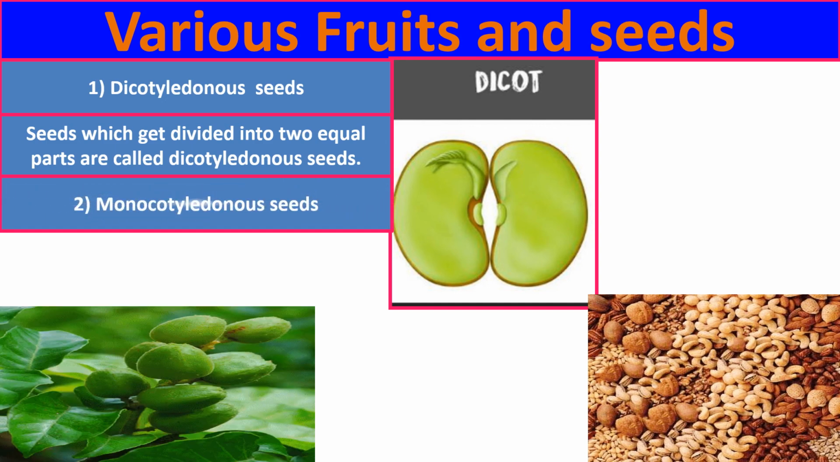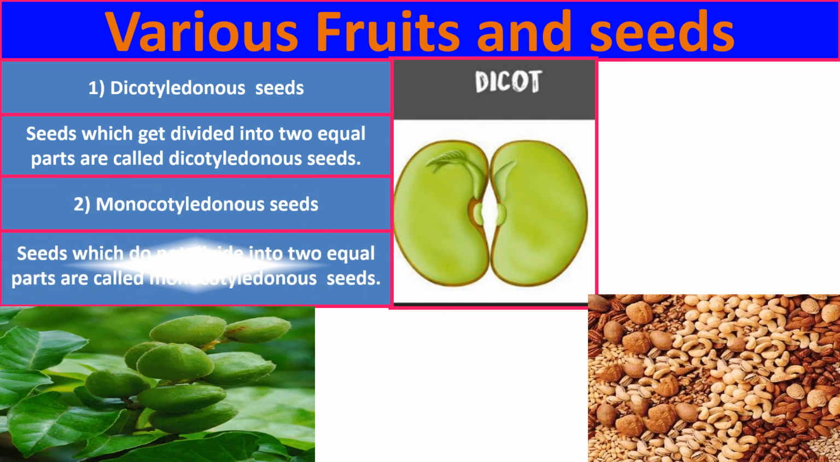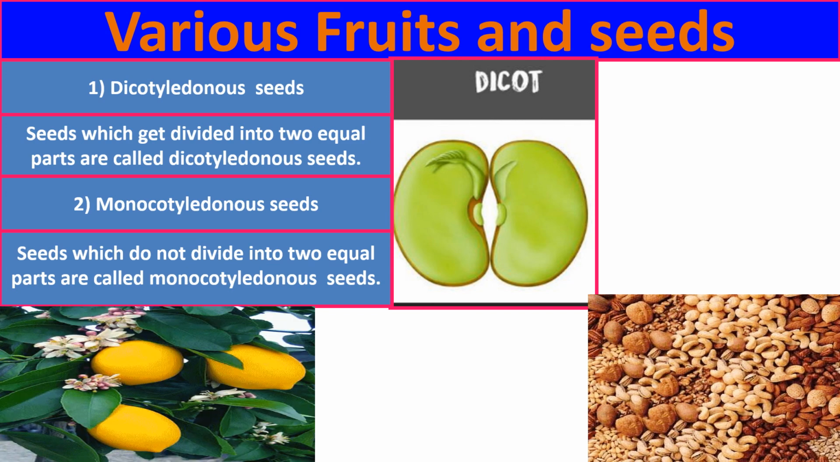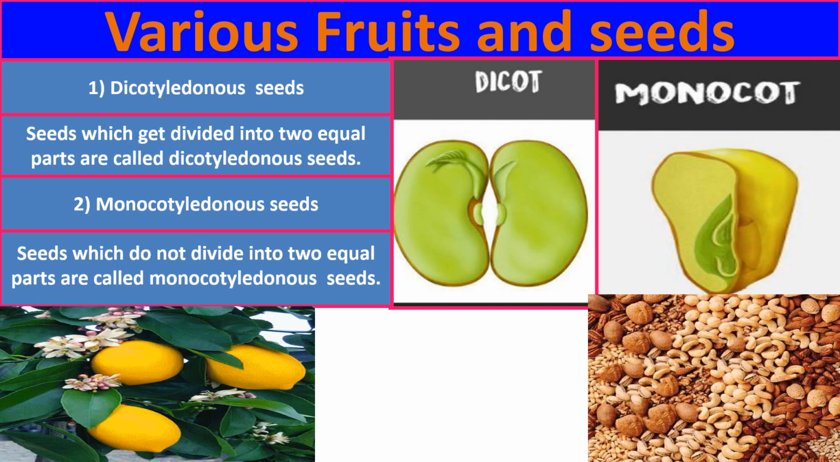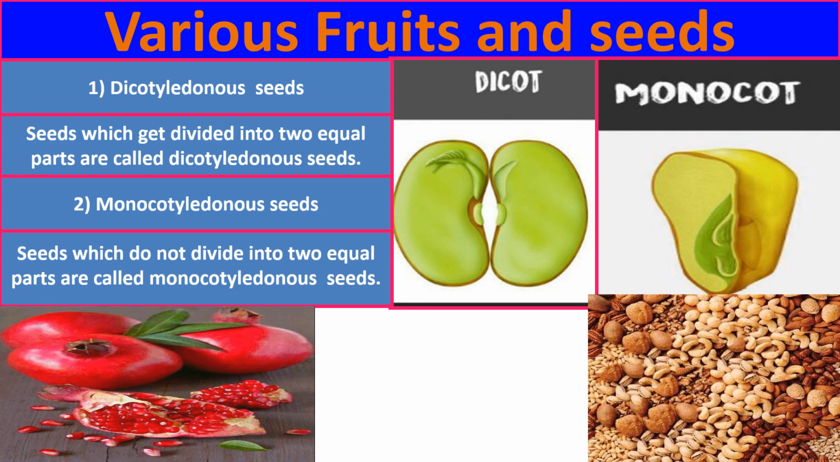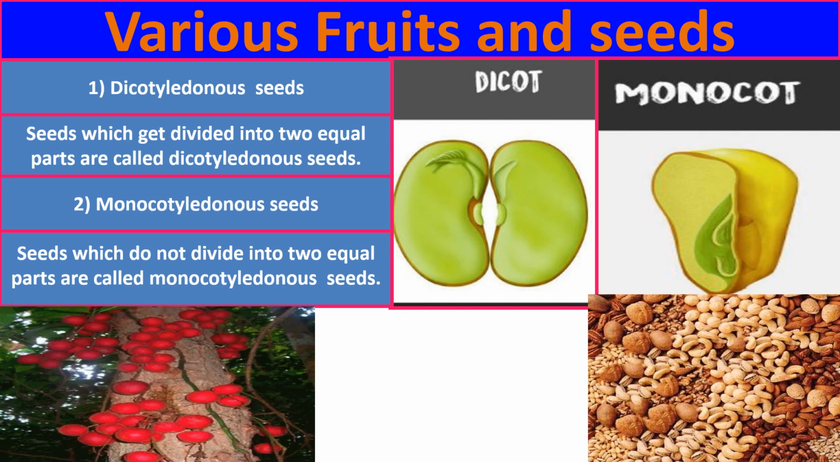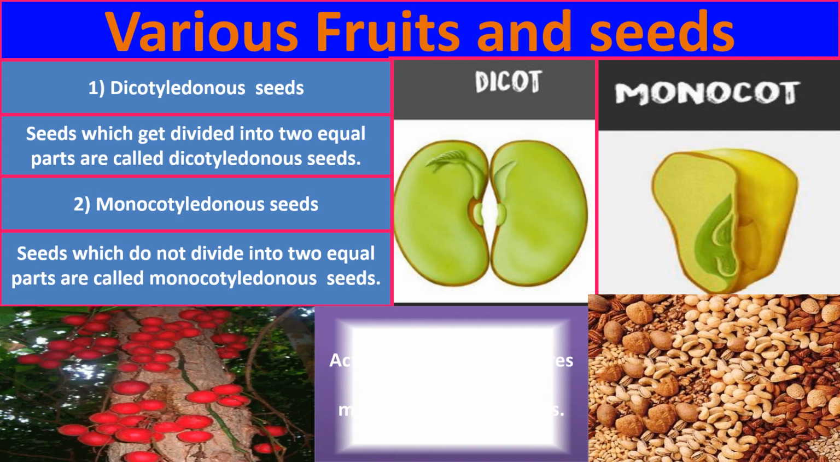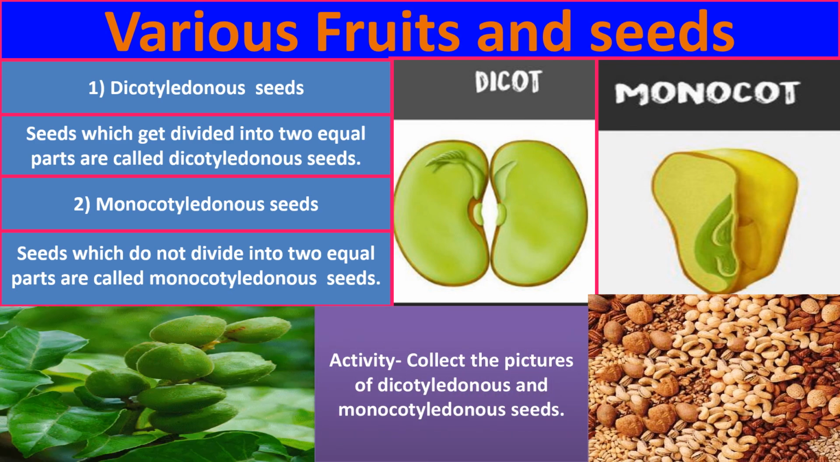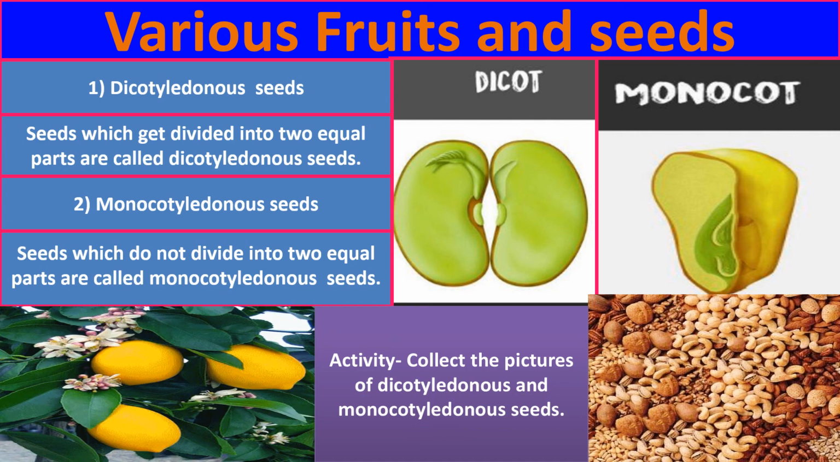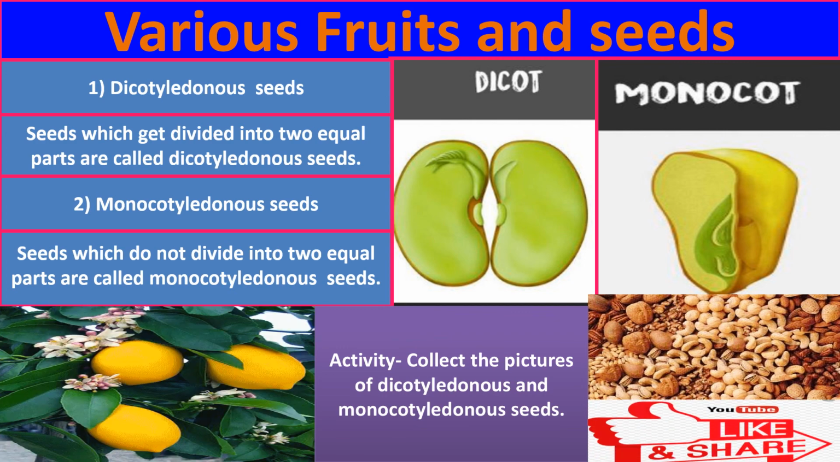Then second is monocotyledonous seeds. Seeds which do not divide into two equal parts are called monocotyledonous seeds. So if we open it, they will not divide into two equal parts. So same equal part में divide नहीं होंगे. So these are monocotyledonous seeds. For example, maize, banana, garlic, etc. So the activity you have to do is to collect the pictures of dicotyledonous seeds and monocotyledonous seeds.